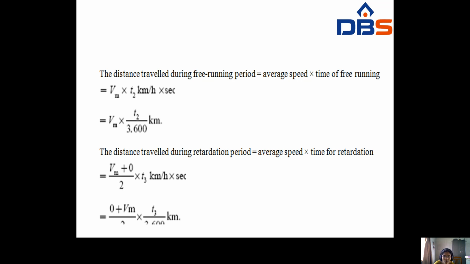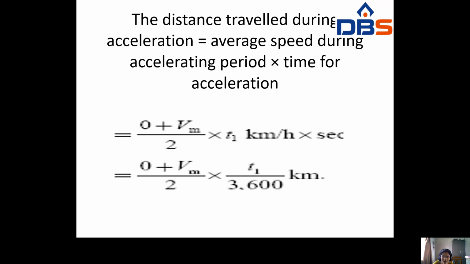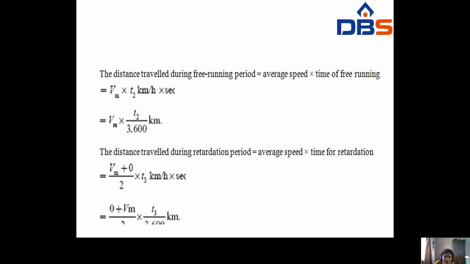Whenever you see a trapezoidal speed-time curve, this is the free running period. In the free running period, the train travels with a speed Vm, and the time for the free running period is T2 seconds. So here you write Vm into T2 kilometer per hour per second. To convert the hour per second into kilometers, you divide by 3600 seconds. So it is written as Vm into T2 by 3600 kilometers. This is the distance traveled during the free running period.